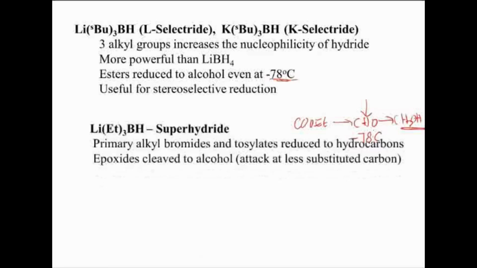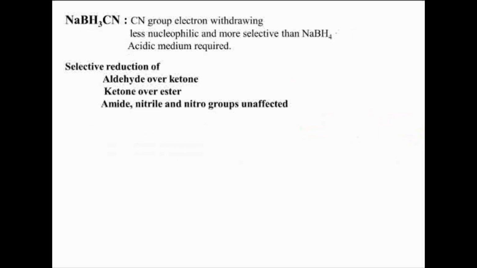Next one is, instead of secondary butyl group, we are introducing 3 ethyl groups, and these compounds are called superhydrides. So see, alkyl bromides and tosylates are completely reduced to the corresponding hydrocarbons, and epoxides are also cleaved to alcohols. Okay, so next, sodium borohydride, we are introducing an electron withdrawing group.